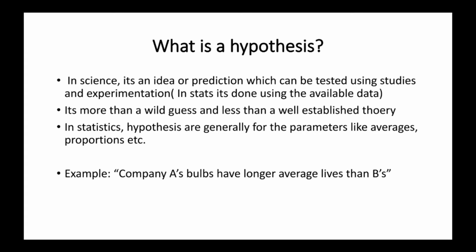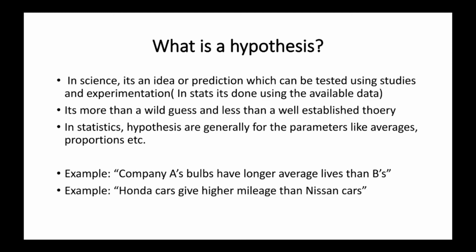Now, one example of a hypothesis would be a researcher who might have observed that a certain company A's bulbs have longer average lives than another company's bulbs, say B. Another example might be a researcher who has observed that Honda cars give higher mileage than Nissan cars. So these two are examples of hypotheses which a researcher came up with.